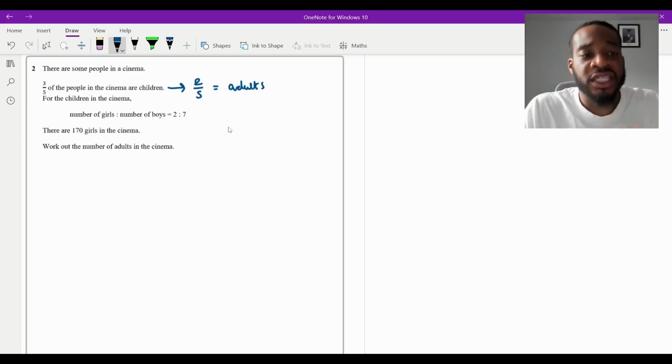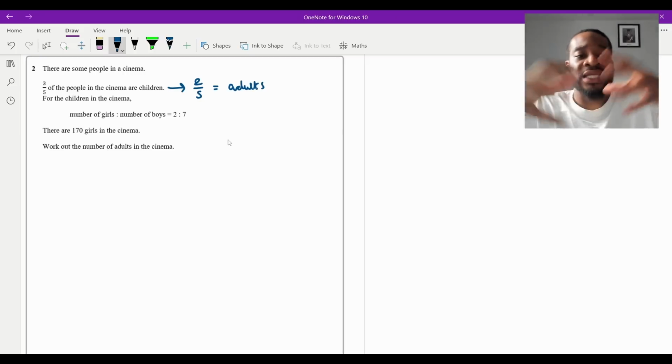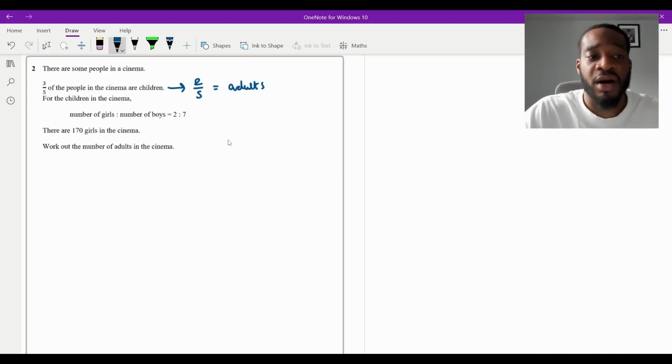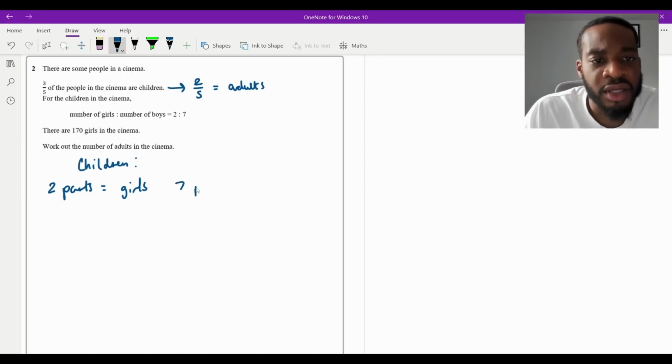Now, for the children in the cinema, there's a ratio. The number of girls to the number of boys is 2 to 7. Remember, when you're dealing with ratios, ratios are just splitting an entire quantity into parts. So for the children, I write the children out. I've got 2 parts for the girls, and I've got 7 parts for the boys.